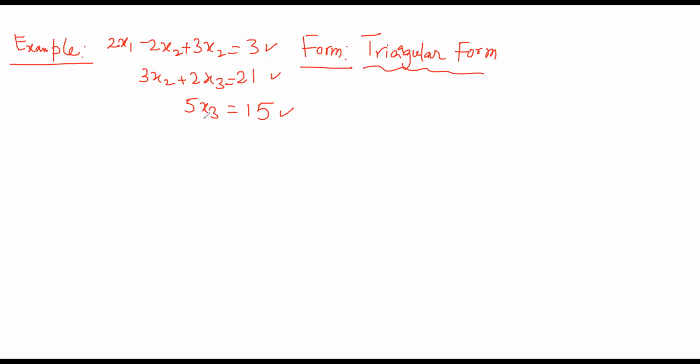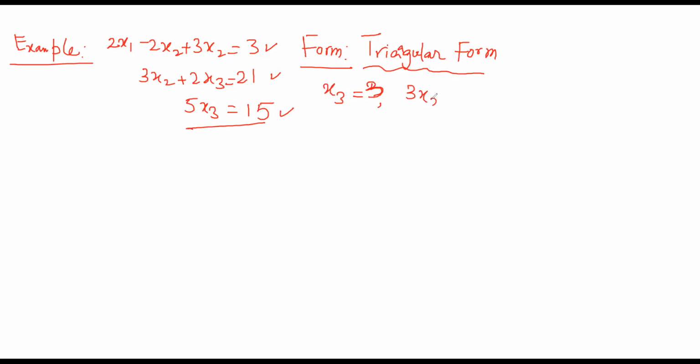So this is the triangular form of the equation. This triangular form is useful for solution purposes because we can use the back substitution method to find the solution of the problem. By back substitution, we can start from the last equation. The last equation gives x3 equal to 15 by 5, which is equal to 3. And then this value of x3 will be back substituted into the previous equation.